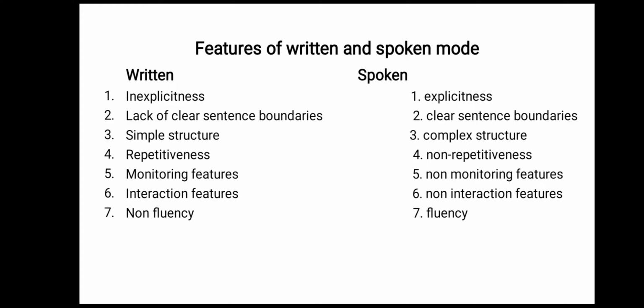In written, it is inexplicitness, lack of clear sentence boundaries, simple structures, repetitiveness, monitoring features, interaction features and non-fluency. As in spoken, there is inexplicitness, clear sentence boundaries, complex structures, non-repetitiveness, non-monitoring features, non-interaction features, and there is fluency.